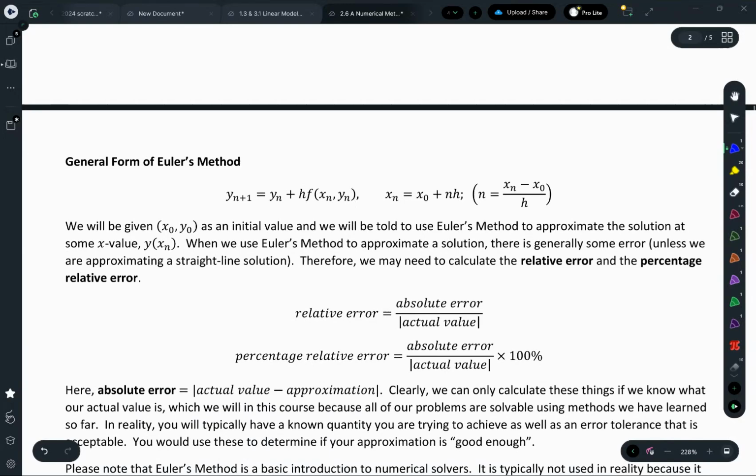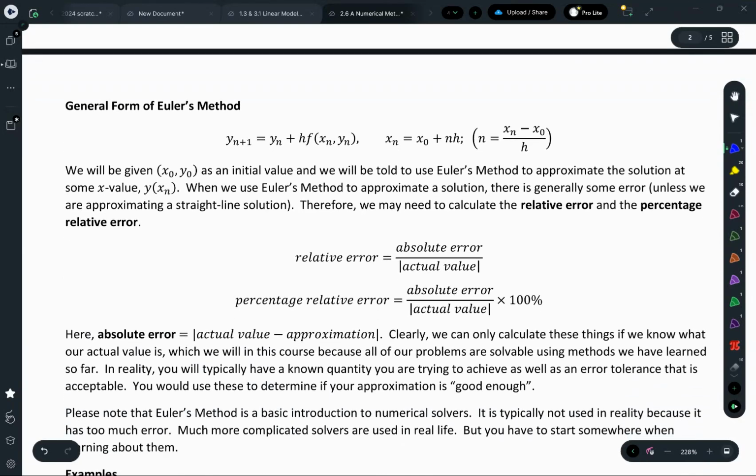So the general form of Euler's method does not actually use that L notation, the linearization function, but it is still the linearization function, okay? So up on top here, we have this written in a more straightforward form. No L's, we just have, if we want to calculate y sub n plus 1, it will equal y sub n plus h times f of x sub n, y sub n.